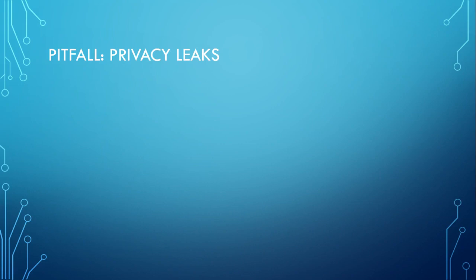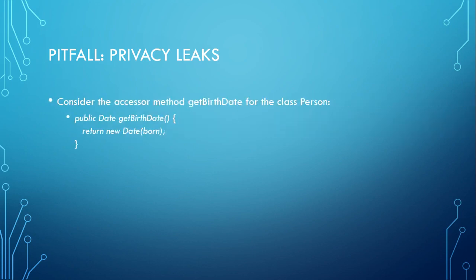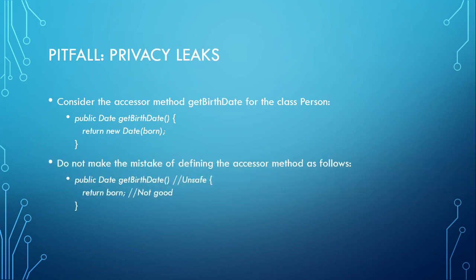Now, with that out of the way, let's quickly talk about one of the big pitfalls of copy constructors. The big thing is privacy leaks. So let's consider the accessor method getBirthDate for the class Person. public Date getBirthDate() { return new Date(born); }. One thing you want to avoid is making the mistake of defining the accessor method as follows: public Date getBirthDate() { return born; }. Notice it does not say new Date, it just simply says return born. This is what's known as a leaking accessor method.